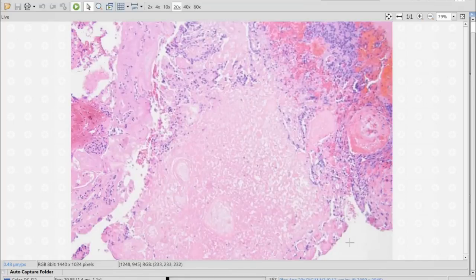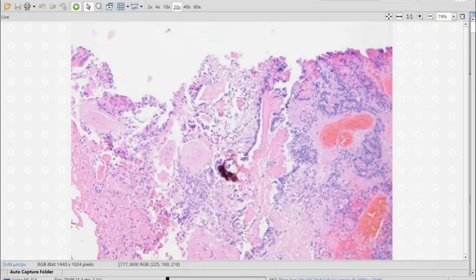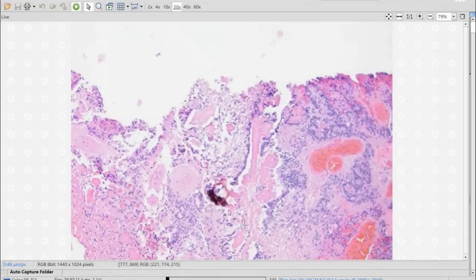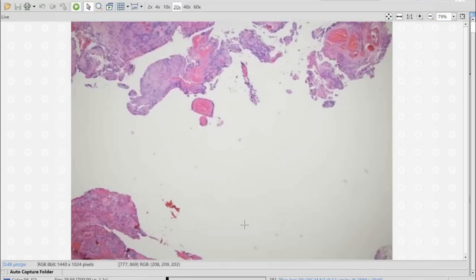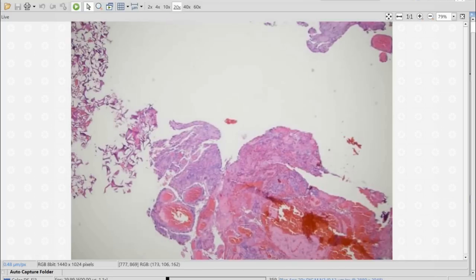In ependymomas, you can have a coagulative necrosis like this, and you might want to note it in your report, but by itself, the prognostic significance is not high when you take everything else into account.